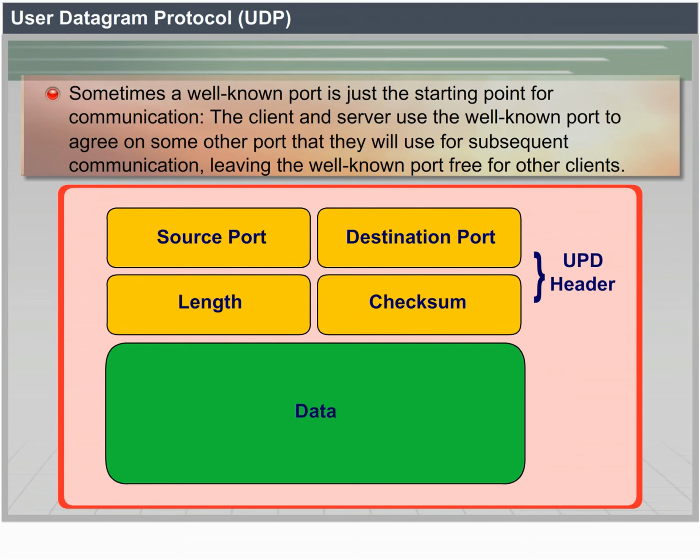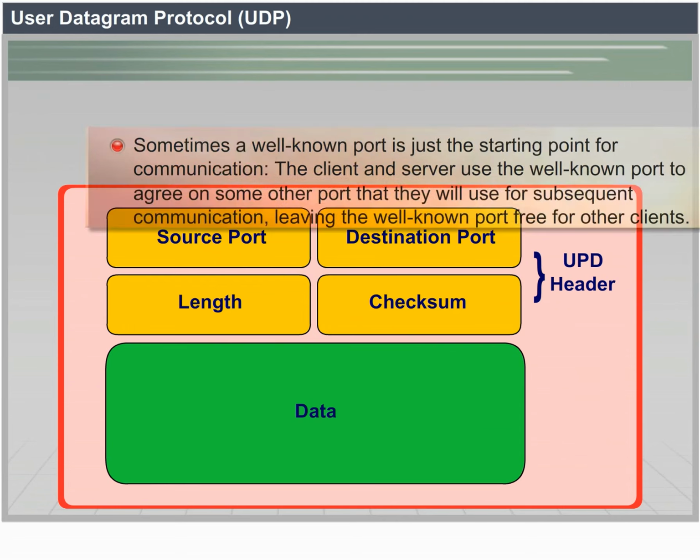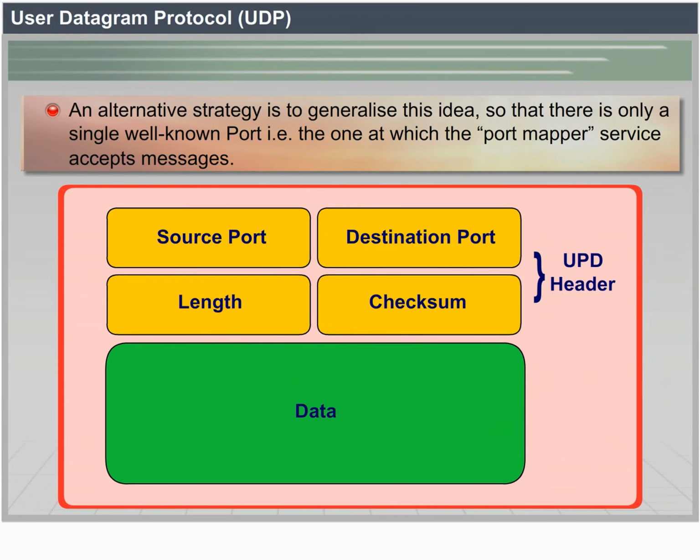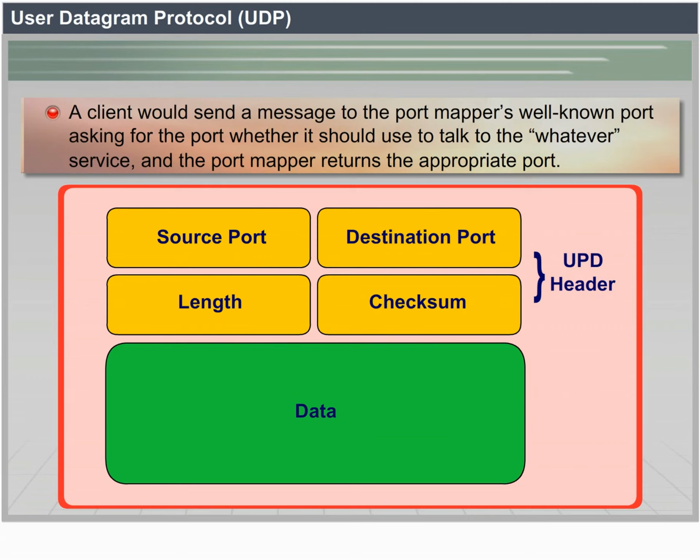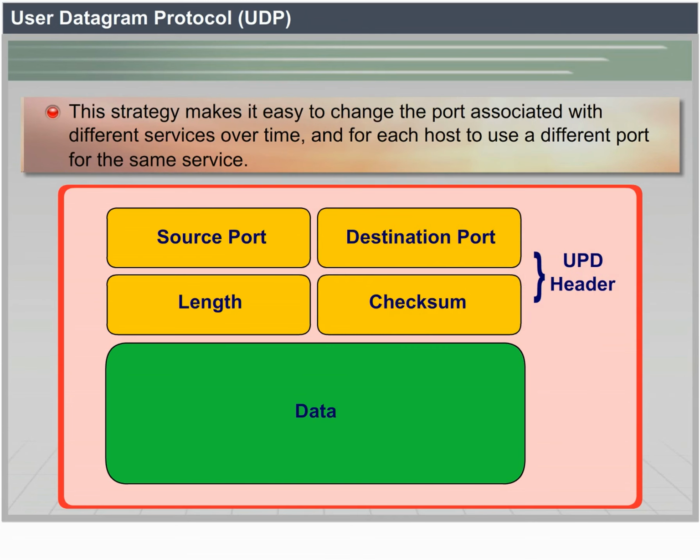An alternative strategy is to generalize this idea so that there is only a single well-known port, the one at which the port mapper service accepts messages. A client would send a message to the port mapper's well-known port asking for the port it should use to talk to whatever service, and the port mapper returns the appropriate port. This strategy makes it easy to change the port associated with different services over time and for each host to use a different port for the same service.